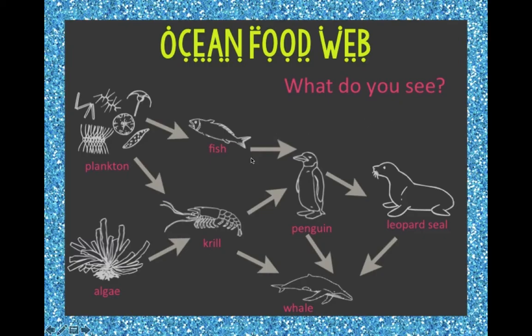And if we notice here, plankton give energy to the krill and to the fish. Krill give energy to penguins and whales. Penguins give energy to whales and leopard seals. And so the whale in this instance actually has 3 different sources of energy, and the penguin has 2 sources of energy that go to it.